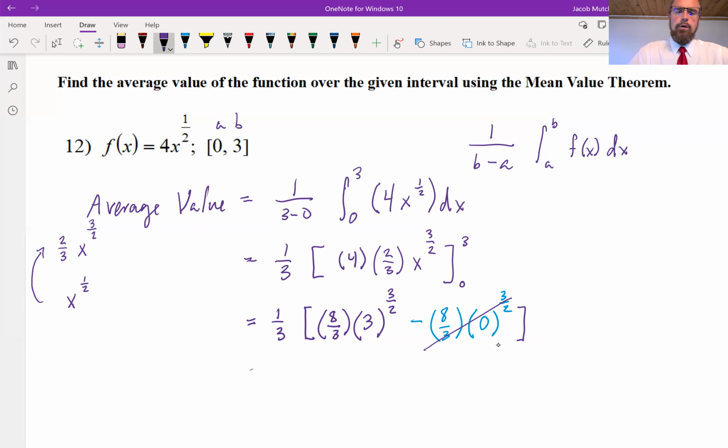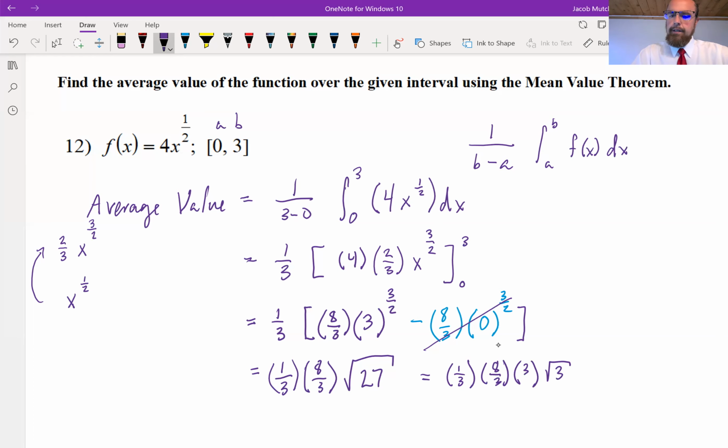So what we've got now is going to be 1/3 times 8/3. And then 3 to the power of 3/2, I can cube it first. So 3 cubed is 27. And then the denominator 2 is a square root, so it's the square root of 27. But I can withdraw by factoring a 9 out of the 27. So the 9 will exit the square root as a 3. So it's going to become 1/3 times 8/3 times 3 times the square root of 3. And then I see my 1/3 and my 3 would cancel out. And so what we're left with is 8 times the square root of 3 over 3.